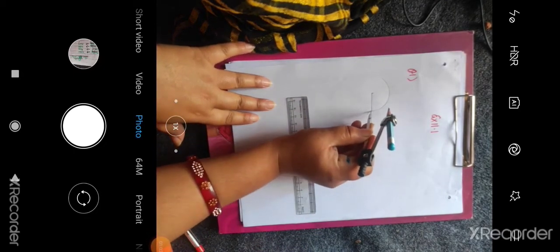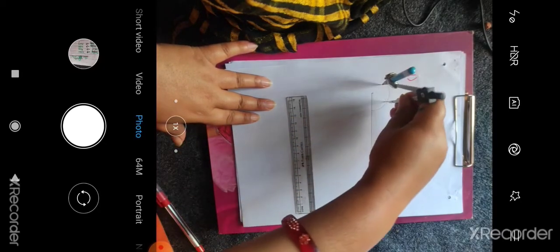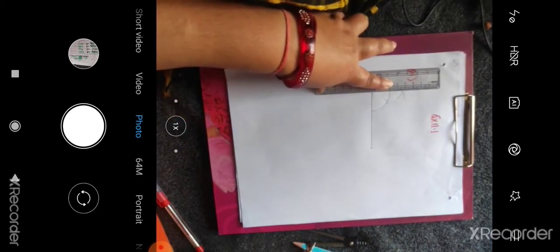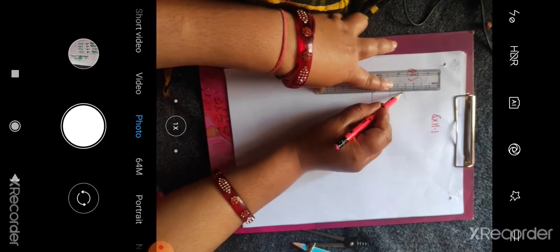Now the second arc you will draw from here, but you will not move the compass. If you move it, your angle will be wrong. So you will cut an arc like this, one from the 60-degree angle and one from the 120-degree angle, and you will draw the arc like that. Then you will join a line from this point to this point, and you will draw a line like this. This is a 90-degree angle.